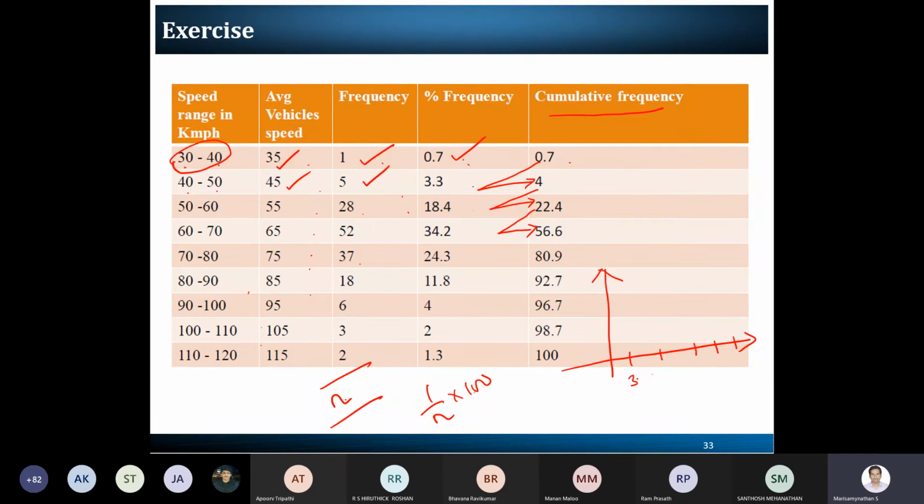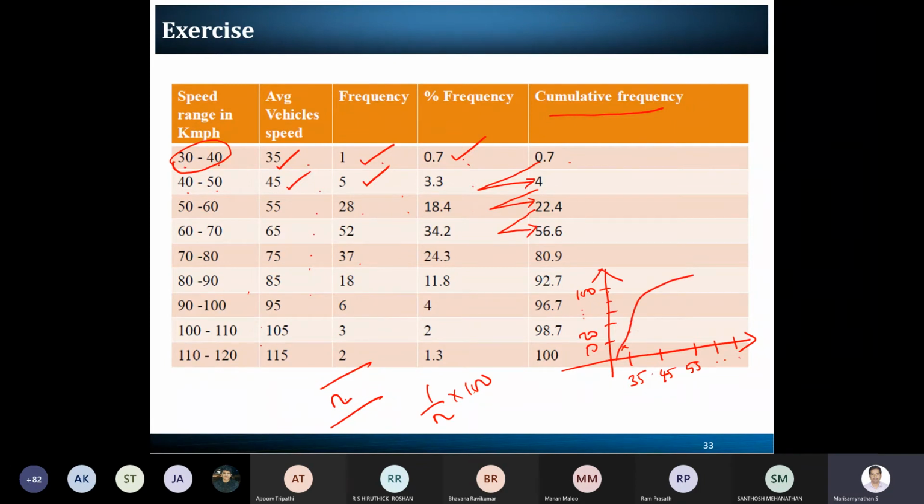Speed in the range, this will be the 35, 45, 55, etc. Then the frequency, it is reaching 100, 10, 20 and 100. And you plot between the 35 is nothing but 0.7. So likewise, you can plot and you will get the S curve.